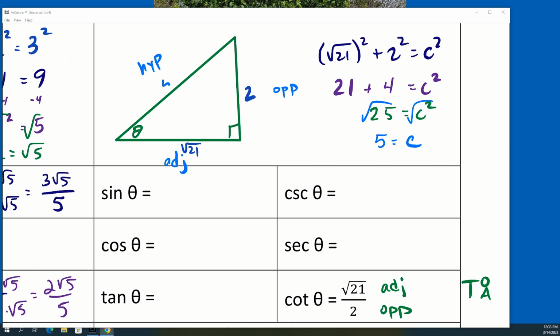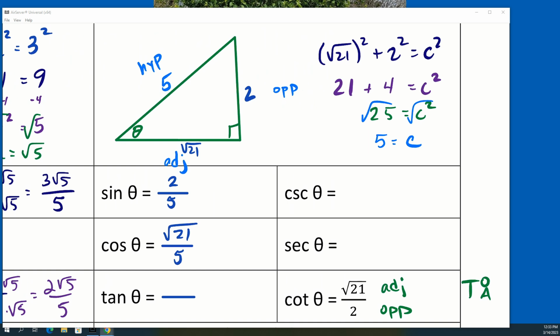All right, we're going to get that. C is 5 this time. And to find the sine, cosine, tangent, we're just going to do SOHCAHTOA. So for the sine, we'll do the opposite over the hypotenuse. Cosine is the adjacent over the hypotenuse.